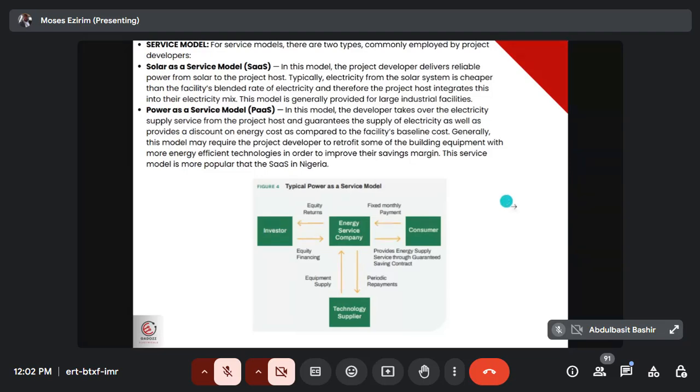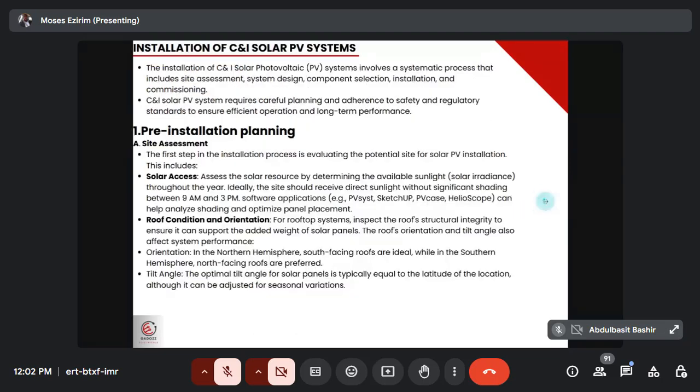So now let's quickly move to solar installation. This is another process you need to know if you're going to be installing solar. The solar C&I system involves a systematic process that includes site assessments, system design, component selection, installation, and commissioning. So these are the processes for C&I.